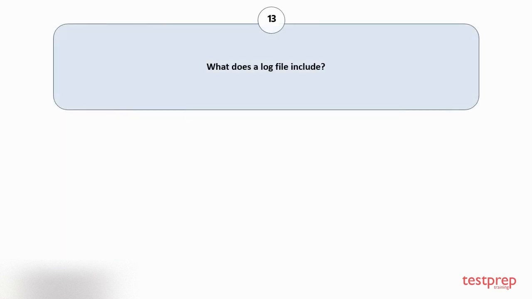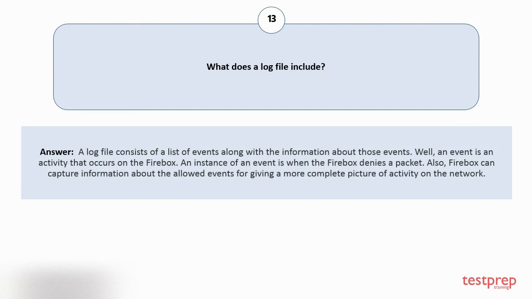Question number 13. What does a log file include? Your answer is: a log file consists of a list of events along with the information about those events. Well, an event is an activity that occurs on the Firebox. An instance of an event is when the Firebox denies a packet. Also, Firebox can capture information about the allowed events for giving a more complete picture of activity on the network.